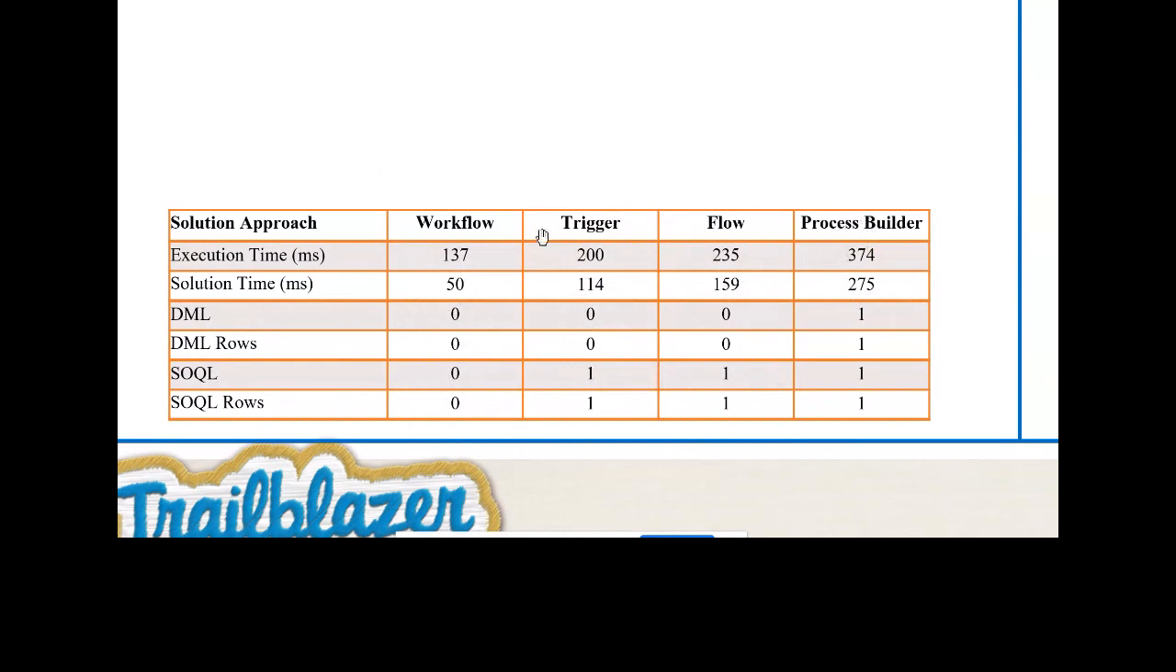But process builder, you can see it is consuming both DML and SOQL. DML, it is because if you have seen the order of execution of different actions for a record save, process builder is always executed once the record is saved to the database, meaning that the transaction is already committed to your database. So if you want to update something on the record again, you have to perform an additional DML. That's why the process builder is consuming one.